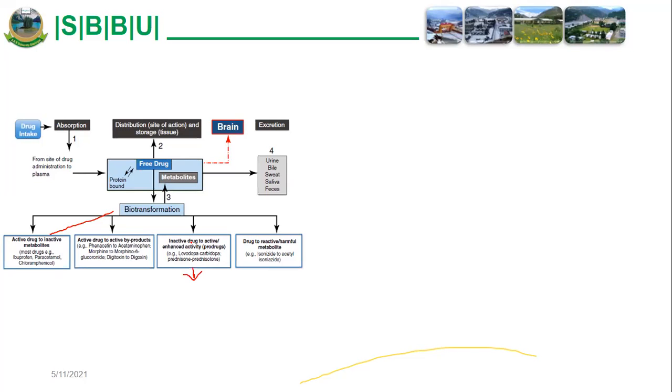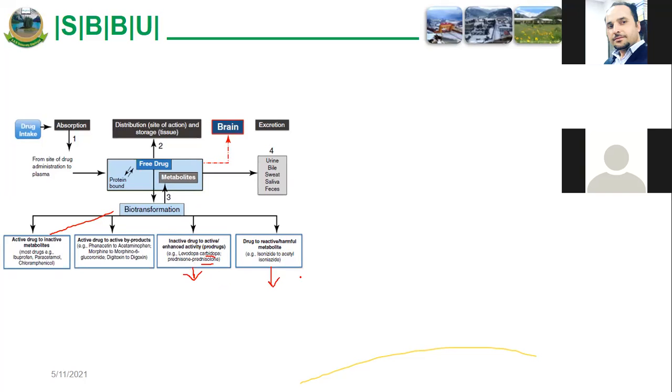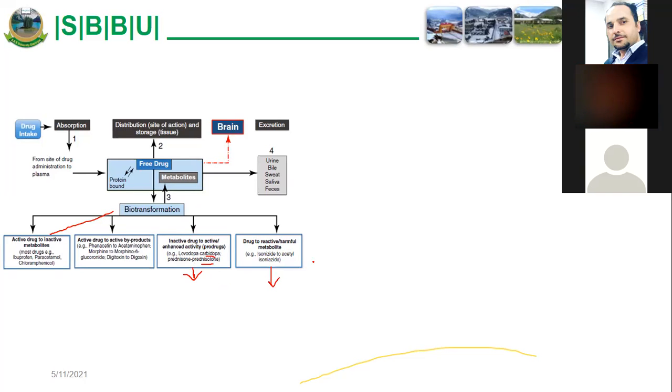Some drugs are not stable, but whenever they are metabolized, they convert into an active metabolite. Prednisolone is the active form of prednisone. Levodopa is an antiparkinsonian drug. These are steroids that can be converted from prodrugs. And drug to reactive or harmful metabolite. So biotransformation can also be like isoniazid to acetyl isoniazid, where very high toxicities may appear.